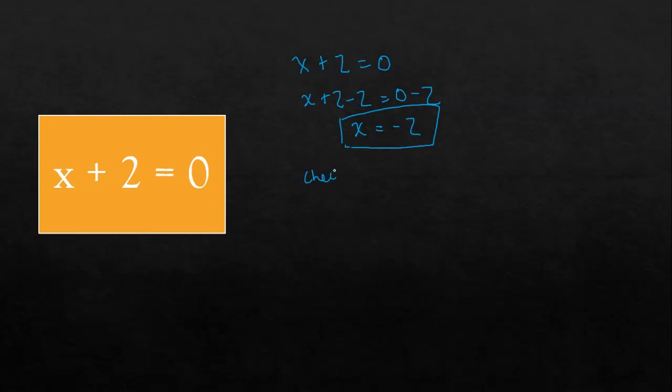And we can check that. -2 plus 2, and that's going to give us 0 equals 0, and we're done.